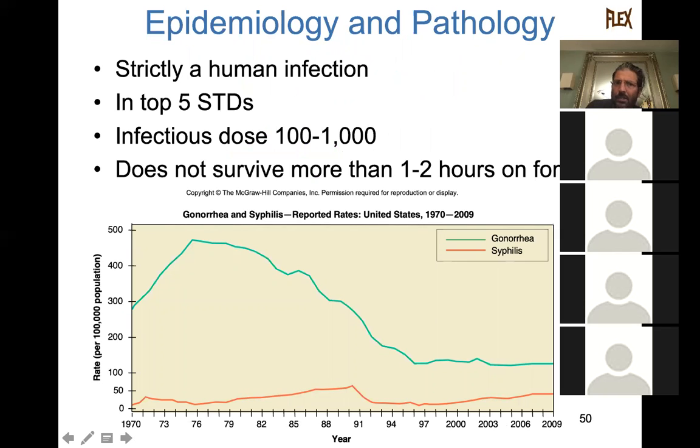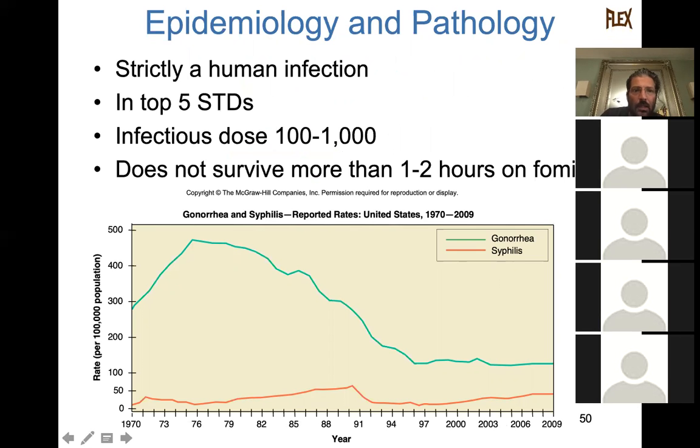I think I mentioned it's strictly a human infection, so you really can't get it from a fomite. And I said, jokingly a little bit, you can get it from sharing latex toys, right? Infectious dose is 100 to 1,000. So remember, you have to have 100 or more of these to be virulent enough to get into your membrane and cause an infection. And once again, just because these microbes are in your body, if they don't find conditions good, they're not going to populate. They're not going to colonize.